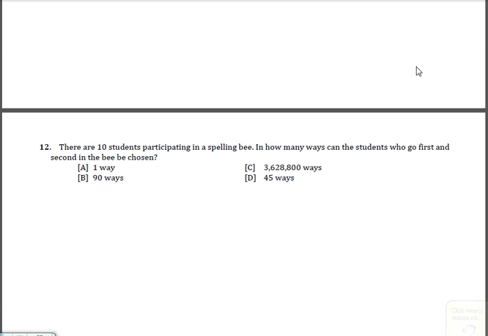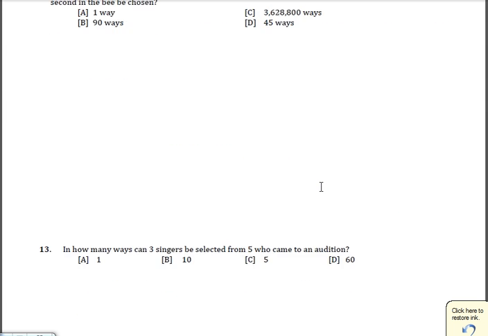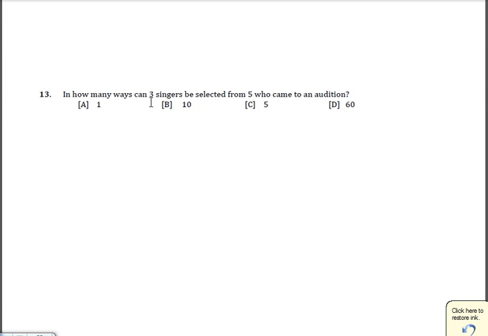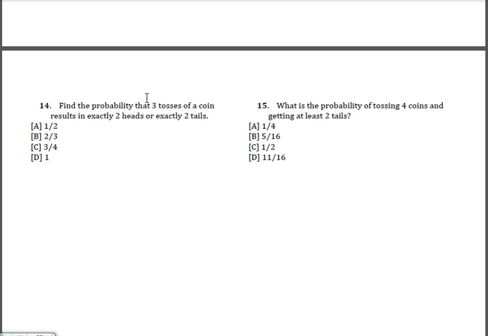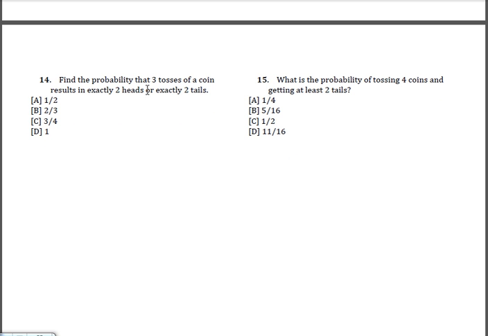Okay, anyway. On to 13. This one is where the order doesn't matter. So what am I going to use for that? C. All right. And if I have 3 tosses of a coin that have exactly 2 heads or 2 tails, you have to start thinking again, what is it that I want? I want exactly 2 heads. Okay, that's out of 3. So which of the ways that I could toss this coin would I want?